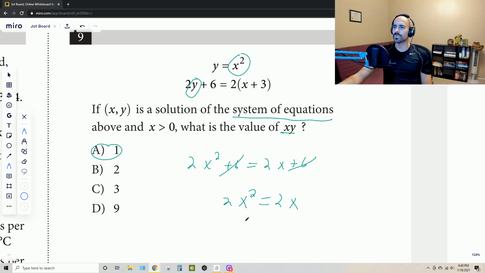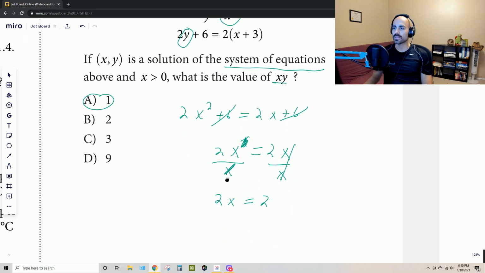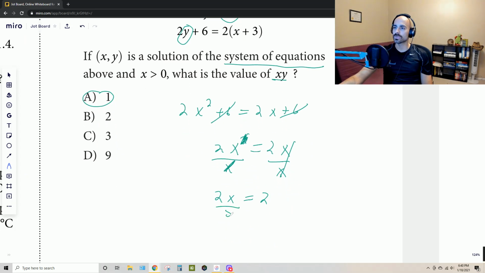And then from this point, we can divide both sides by x. That would turn this into 2x equals 2 because these x's would cancel out, and this would knock out one of the x's, which just leaves you with x to the 1. And then we see that x equals 1 after you get it by itself by dividing both sides by 2.